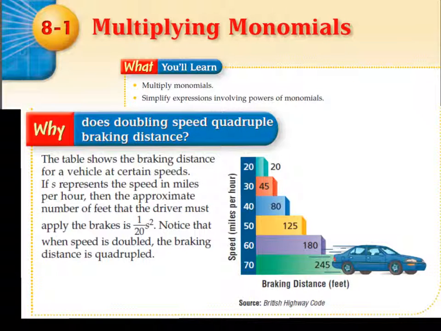Why does doubling speed quadruple braking distance? The table shows the braking distance for a vehicle at certain speeds. If s represents the speed in miles per hour, then the approximate number of feet the driver must apply the brakes is 1/20 s squared. Notice that when the speed is doubled, the braking distance is quadrupled.